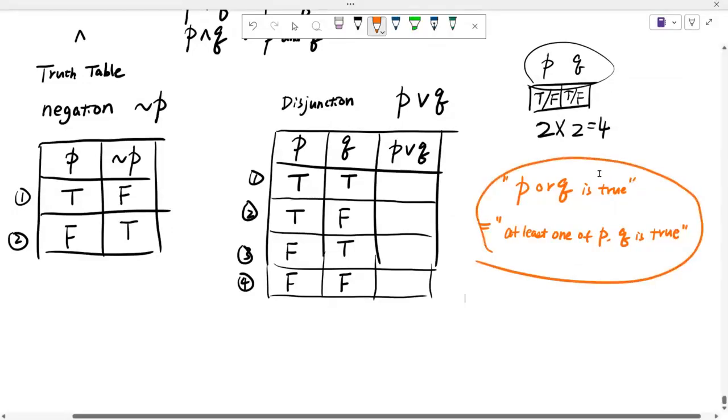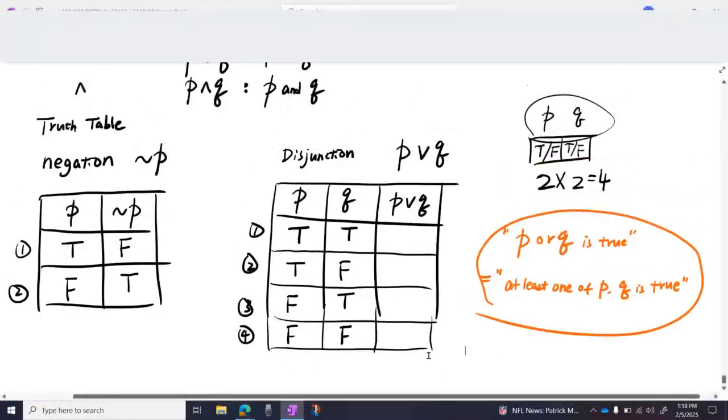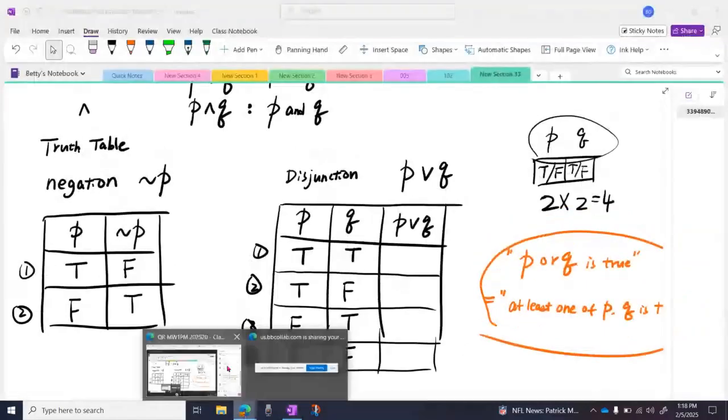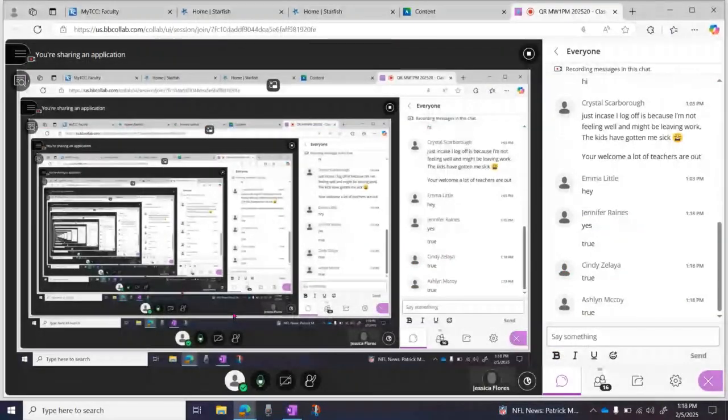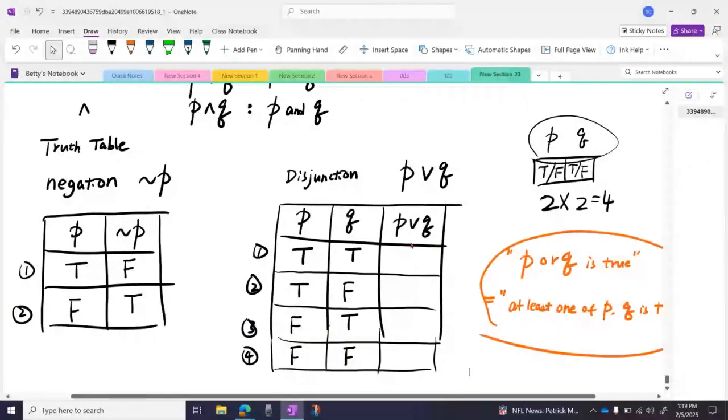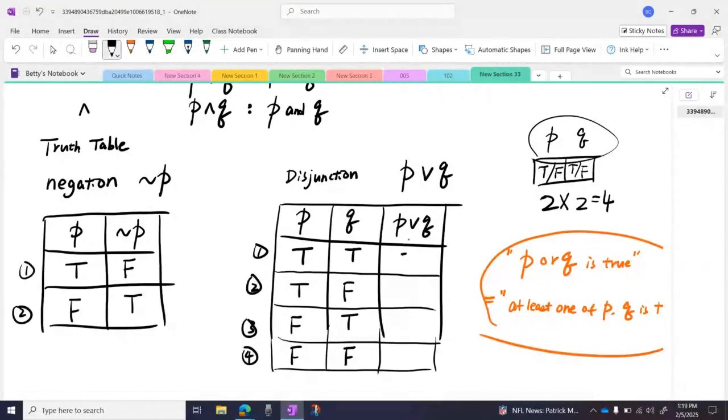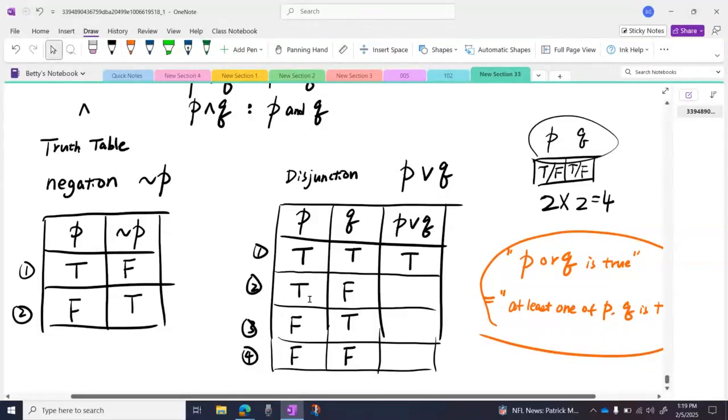I heard you type some answers. Let's see. What do you have? Yeah, of course. I agree. P is true, Q is true. P or Q, of course, is true as well, right? What about the second case? In the second case, P is true, Q is false. P and Q, one is true, the other is false. Would that make the disjunction true or false?